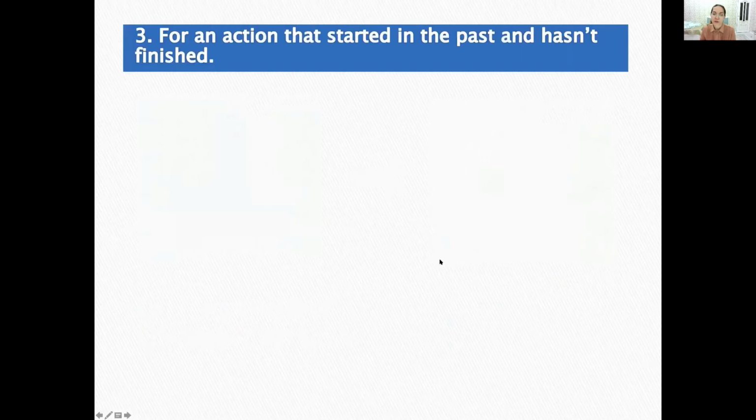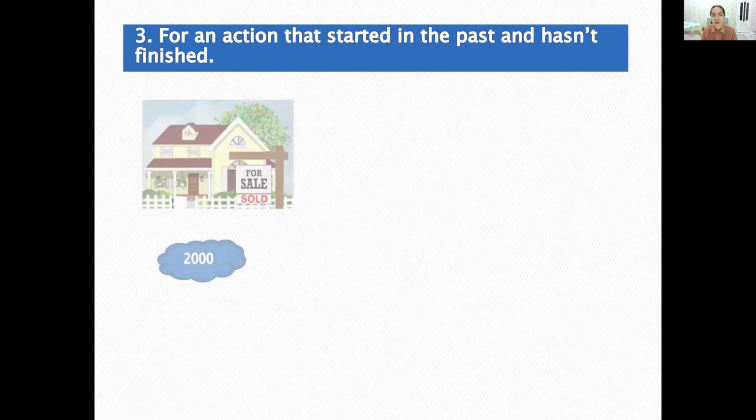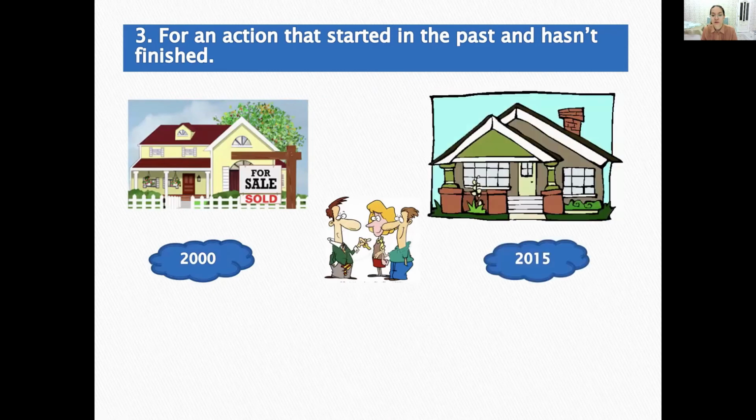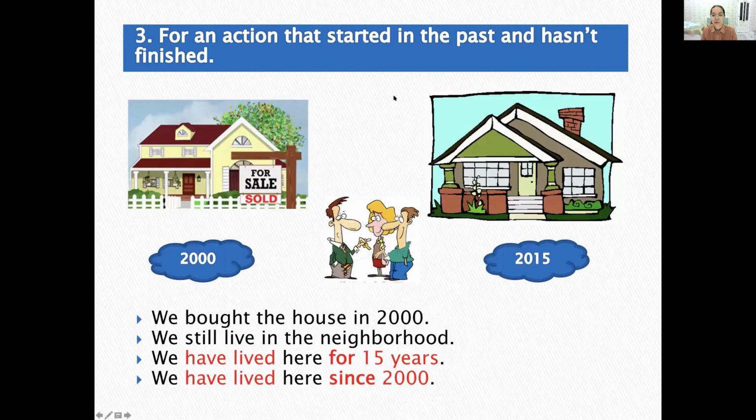Okay. The next usage: for an action that started in the past and hasn't finished yet. Okay, so it continues. For example, these people: we bought the house in 2000. Okay, just imagine, we bought the house in 2000. We still live in the neighborhood. Yeah, we have lived here for 15 years. We have lived here since 2000.